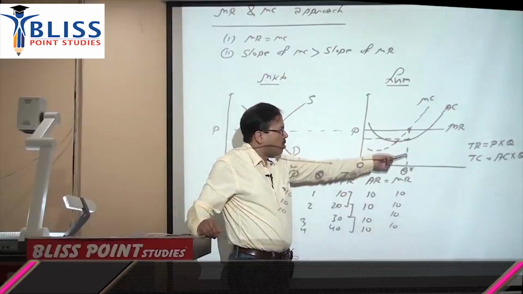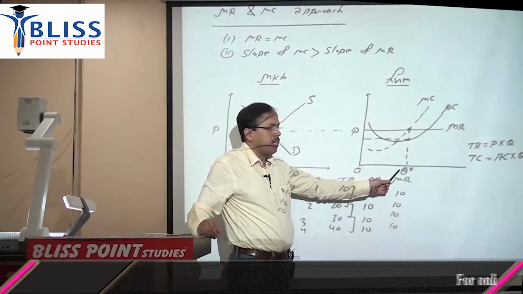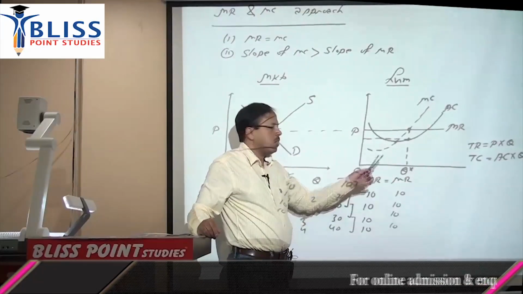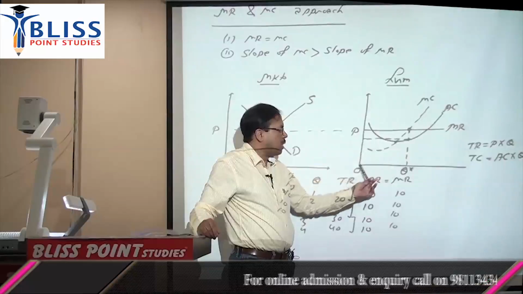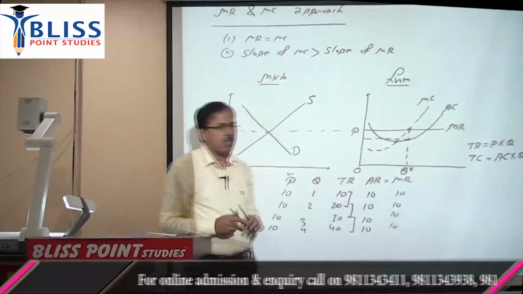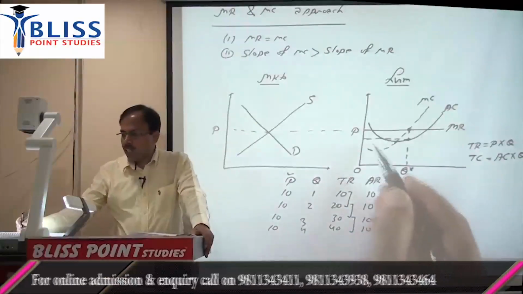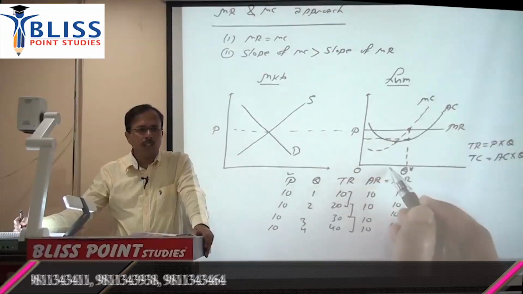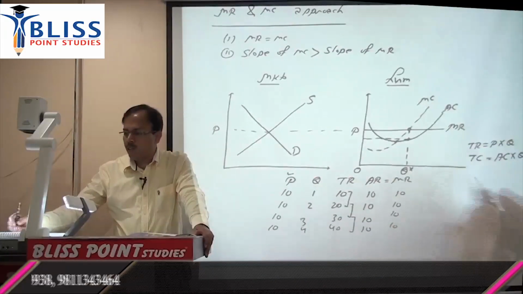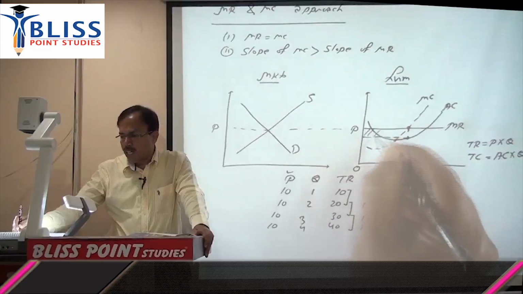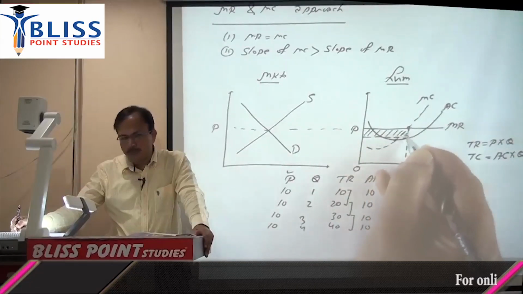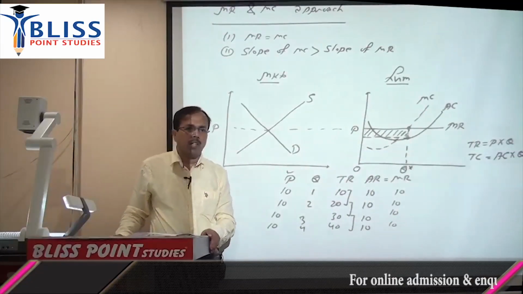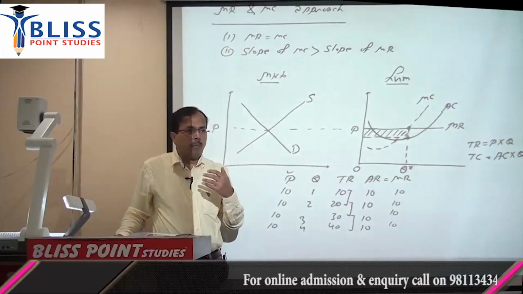This is your average cost multiplied by quantity, so that will become total cost. So this distance multiplied by this, that will be your total cost. So total cost area is this smaller rectangle, total revenue is the bigger rectangle, and the difference between revenue and cost will be profit, and this profit will be this area. So remember the profit area.